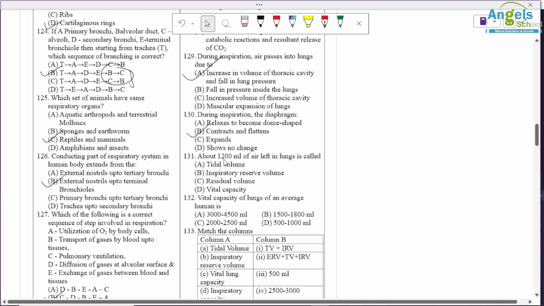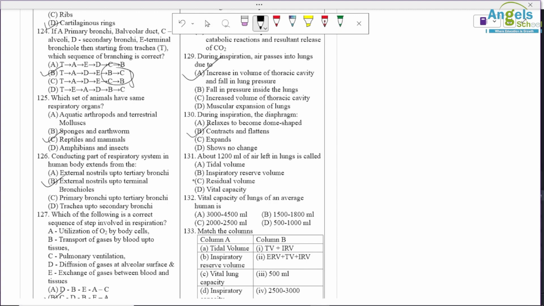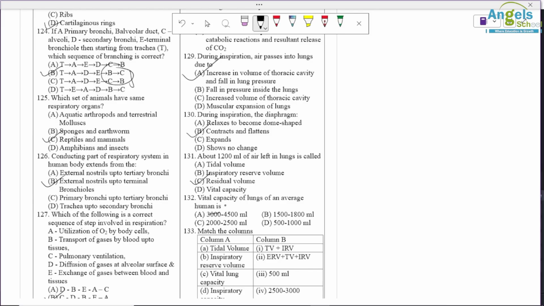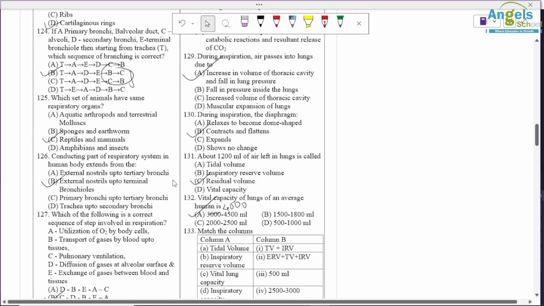About 1,200 ml of air left in the lungs is called... Okay, so it is residual volume only. So C option is correct. Vital capacity of human lungs. Okay, so vital capacity of human lung is 4,000 to 4,500 ml only.